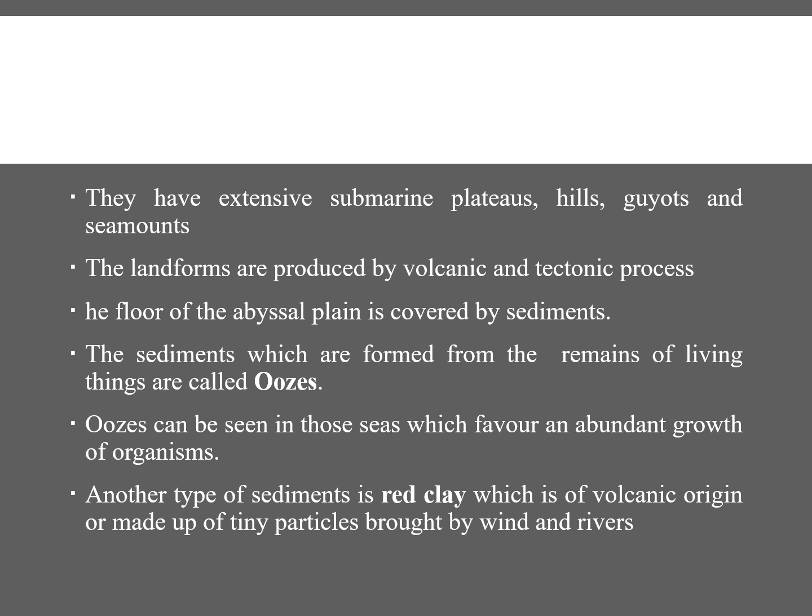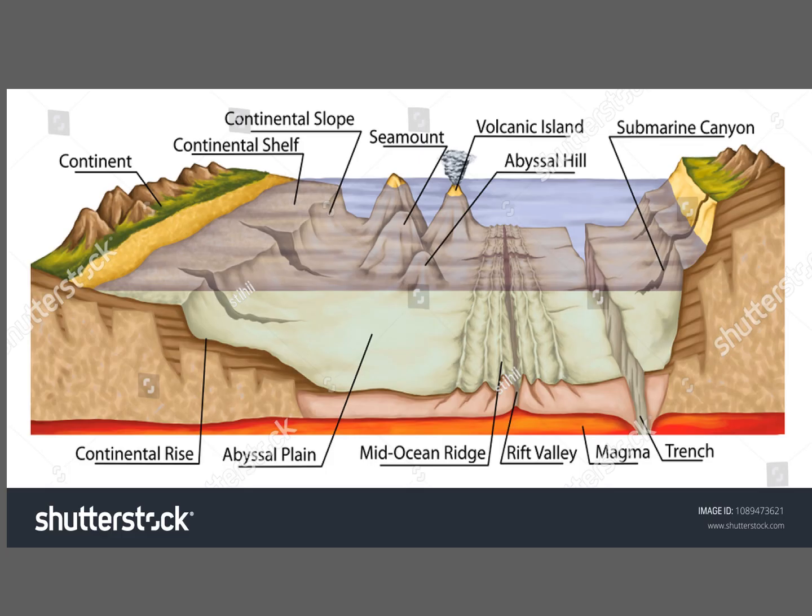The floor of the abyssal plain is covered by sediments. The sediments which are formed from the remains of living things are called oozes. So we cannot find any inorganic sediments because of the absence of river sediments. Oozes can be seen in those seas which favor an abundant growth of organisms. Another type of sediment is red clay, which is of volcanic origin or made up of tiny particles brought down by winds and rivers.